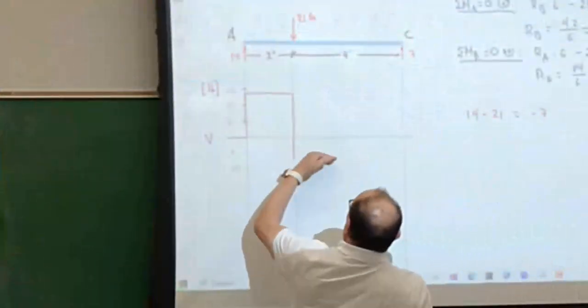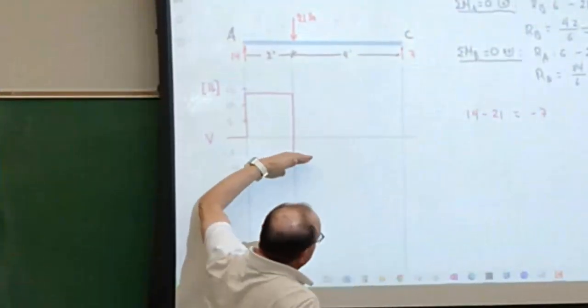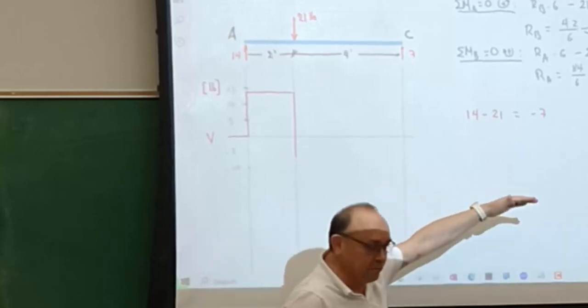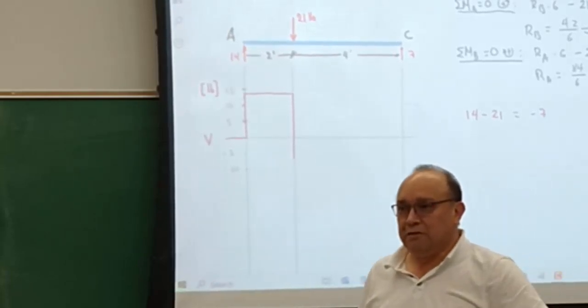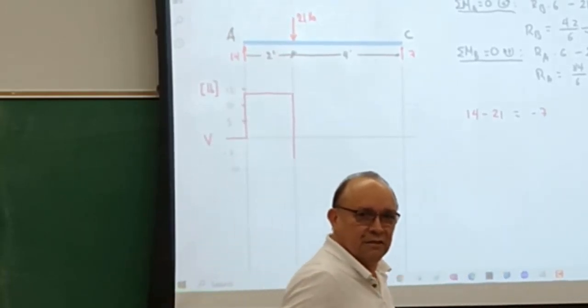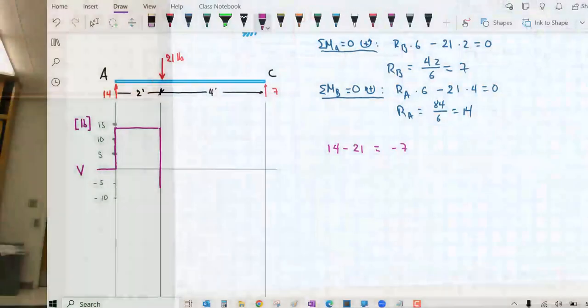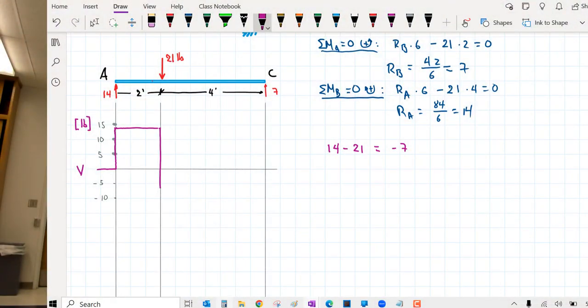Then you keep going here, nothing here, so you keep horizontal, right? Okay, so you keep going here. Boom. What does the arrow tell you to do here? Go up seven. You can say boom.